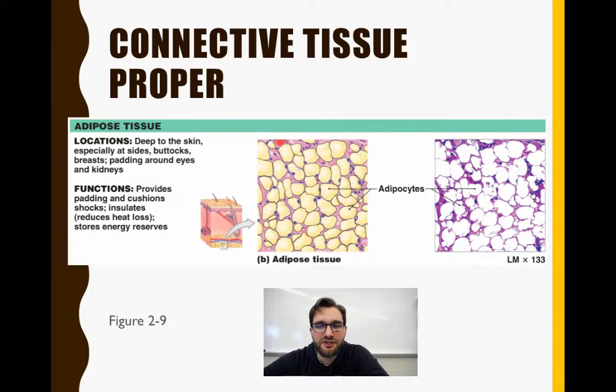Your adipose tissue or fat tissue we can see in these images. Adipose tissue is found deep in the skin, especially in the sides or the buttocks region. It also pads around your eyes and your kidneys. Major jobs are to provide cushioning or padding. It helps to insulate our bodies so we don't lose heat. And then finally, it is for storage of energy reserves.